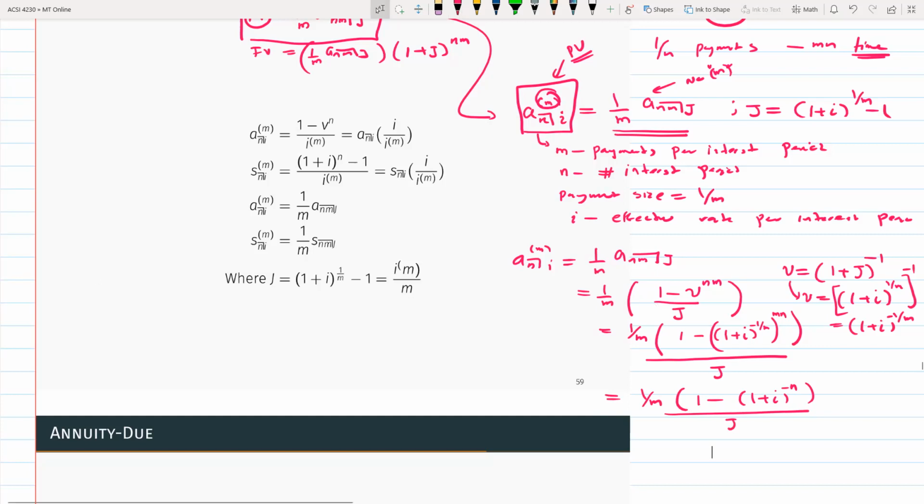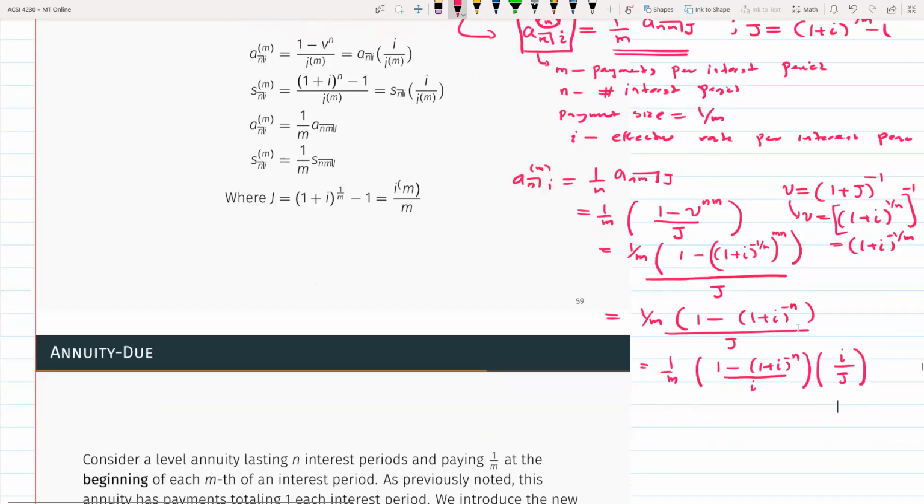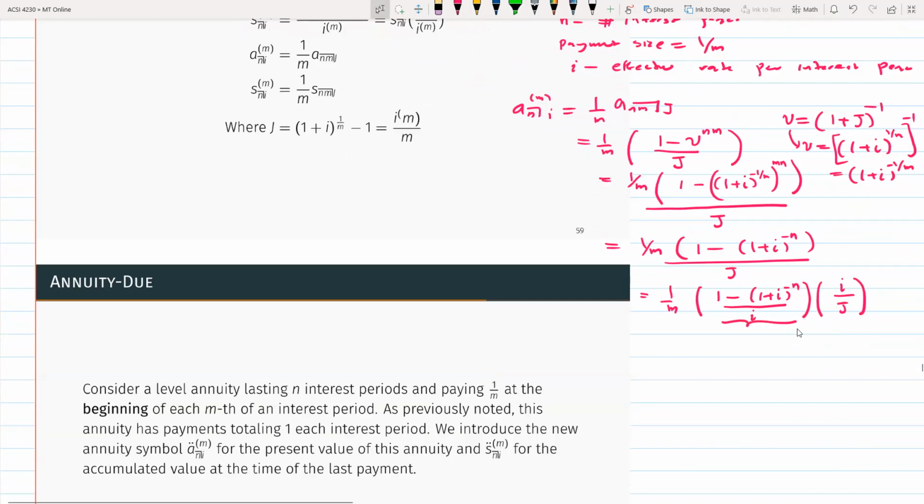So the top part I can write like this, and I can simplify a little bit more: 1 minus (1 plus i) to negative n, over i. Since I introduced i, I would write it like this. So this is basically the annuity-immediate a_{n|i}. Then you have i over j.